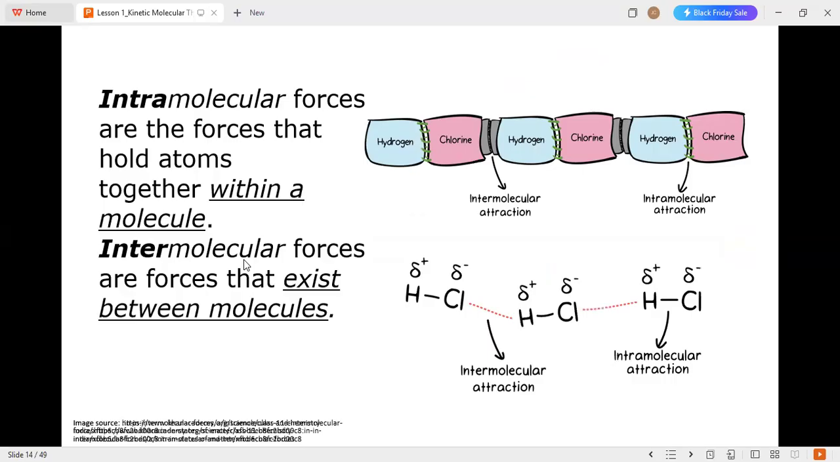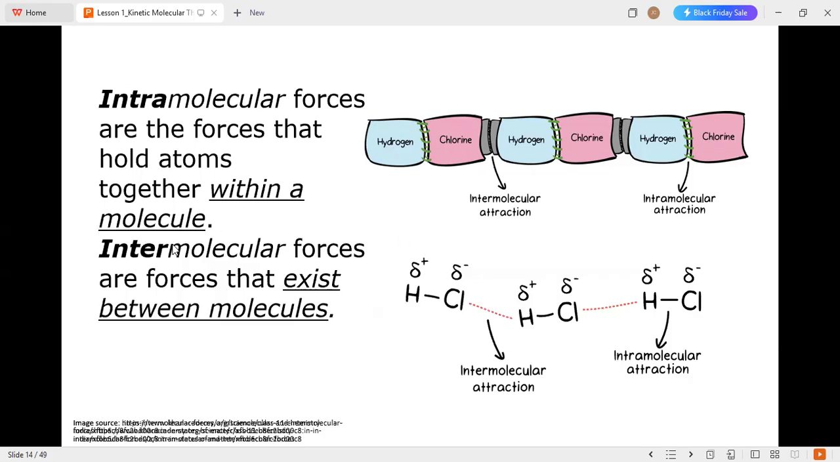So say, for example, we can see here from the illustration, the bond between hydrogen and chlorine. There is a tie between these two, and this tie or bond is what you call the intramolecular force, which connects the two. So this is an attraction between atoms inside or within a molecule. So we call it your intramolecular force.